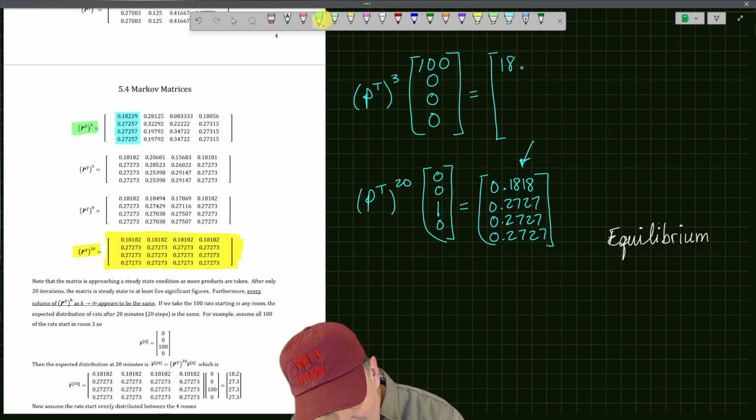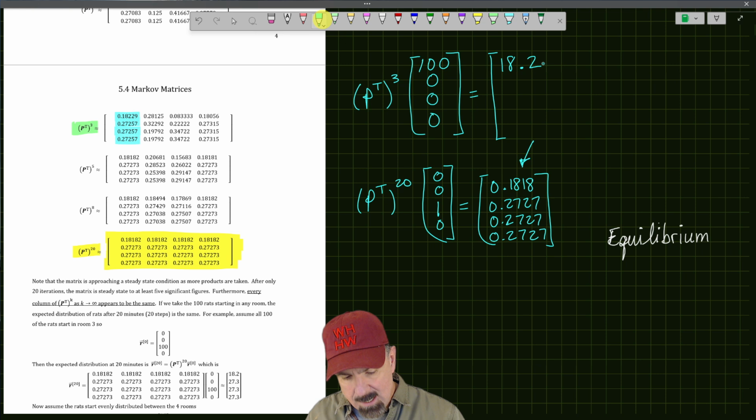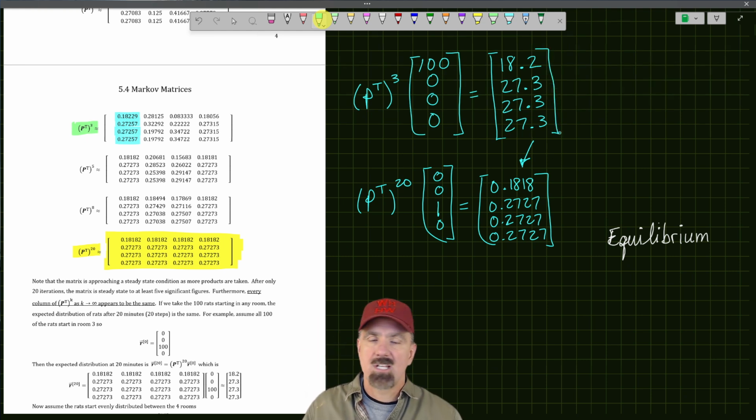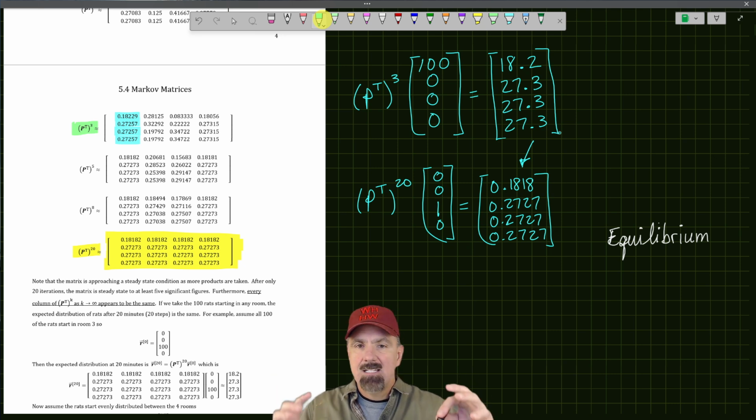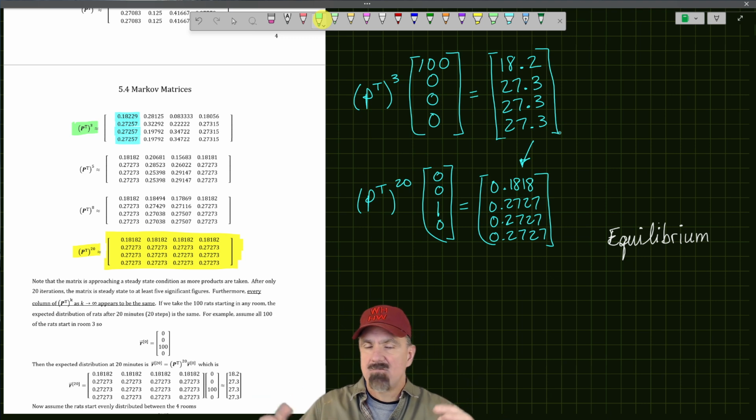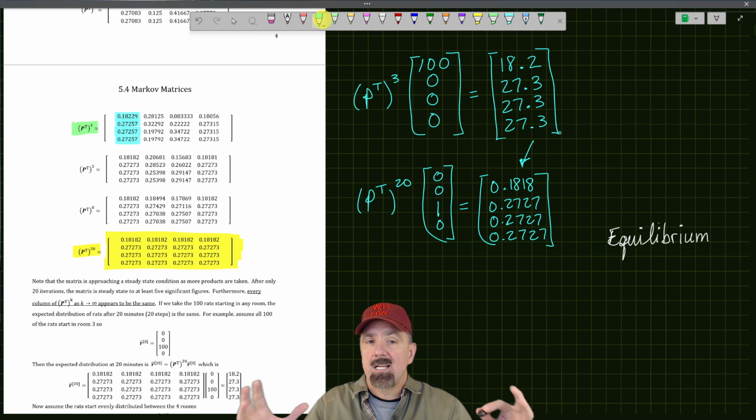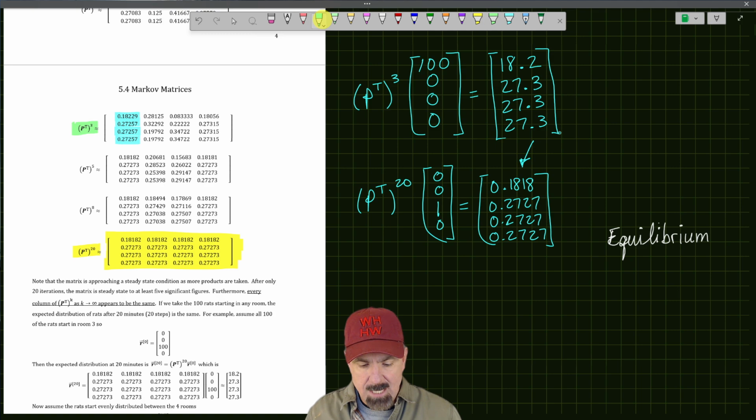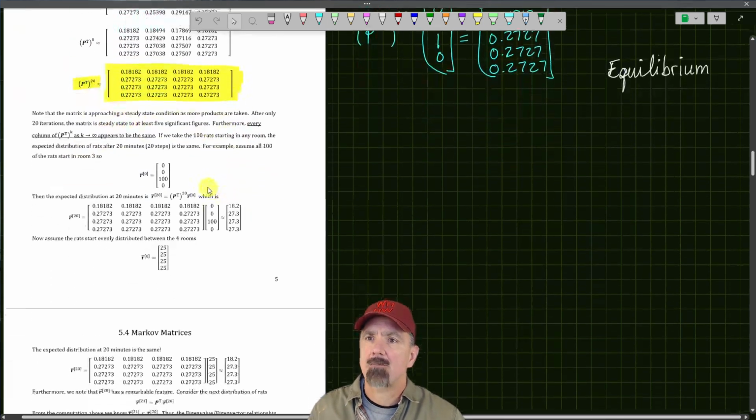But we're expecting 18.2 rats to be in the first room, 27.3, and then 27.3, and 27.3. And of course, I've rounded off, and there's no such thing as fractional rats. These are just the probabilities. So these are the expectations, but the reality is that we have 18 to 19-ish, 17-ish rats, or because it's probability, it could be no rats in the first room. But this is just where we're expecting that distribution of rats to be after 3 steps. That's the answer to question B.